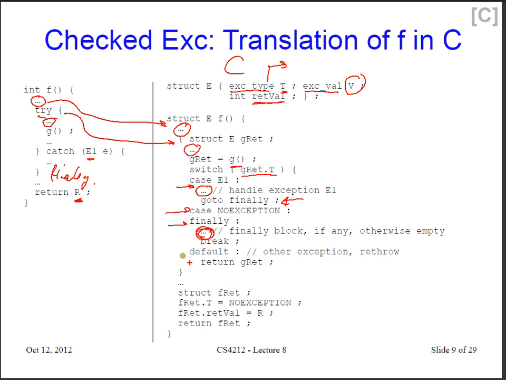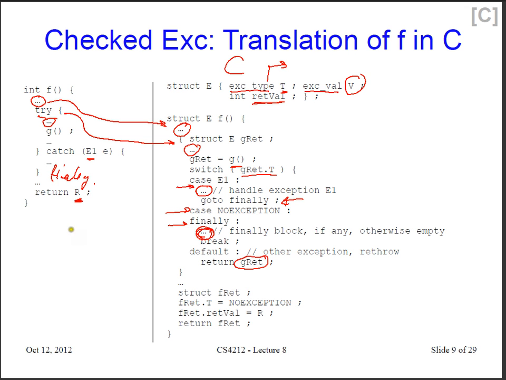What happens in the case of default? In the case of default, it means that it wasn't T1 and it wasn't no exception. It must be some other exception, in which case we have to rethrow. So whatever we have received from G, we pass on up the stream of calls, right? That's all we can do. So this means that we are in the process of handling an exception, but the exception cannot be handled in the current method. It has to be handled at a higher level.